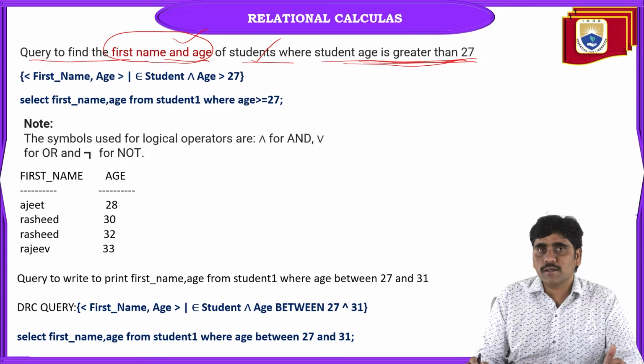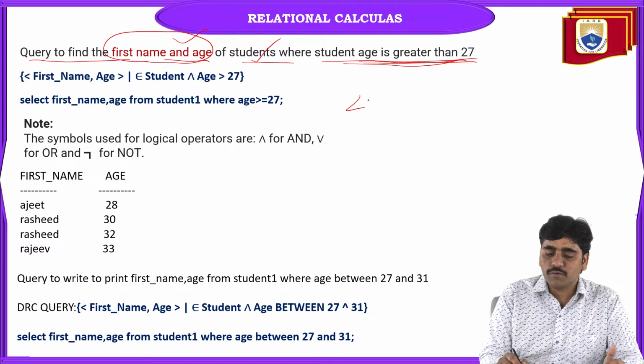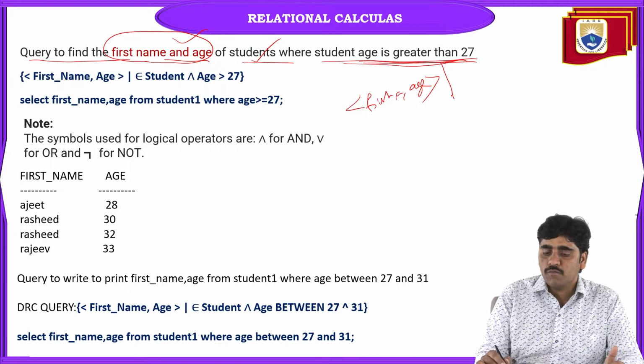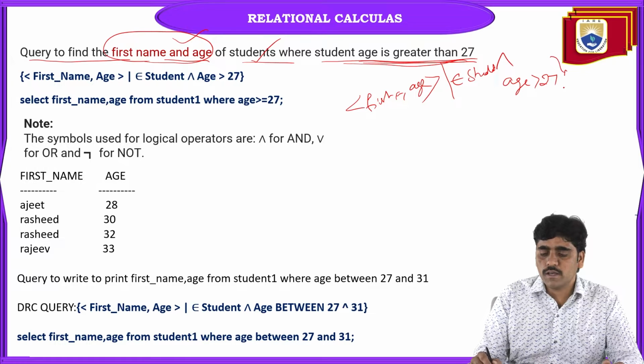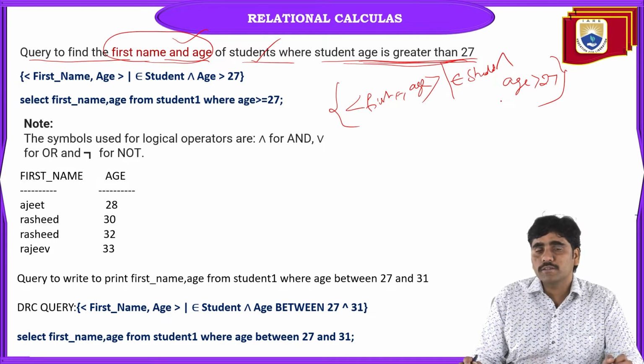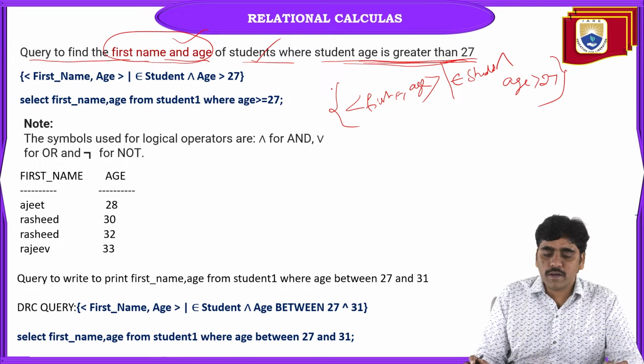Now you can select like this. I want to display first name, comma, age, separated with a bar symbol, for the Student table, and the condition is age greater than 27. You can write this query inside parenthesis. So this is the way you can write this query.